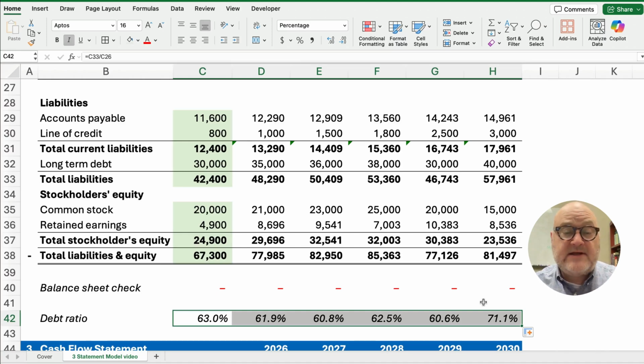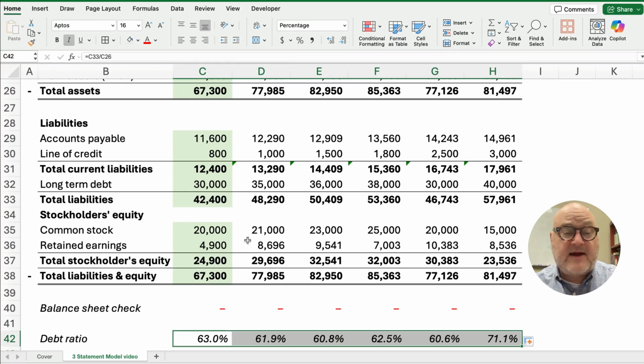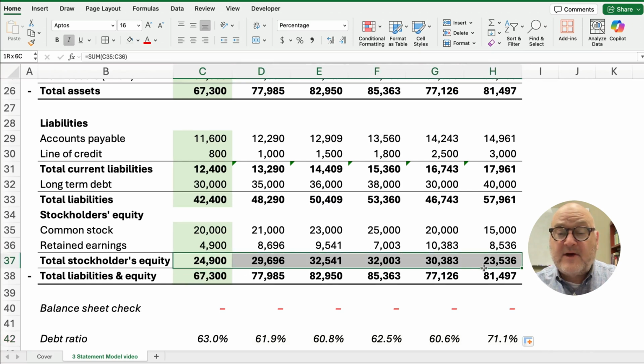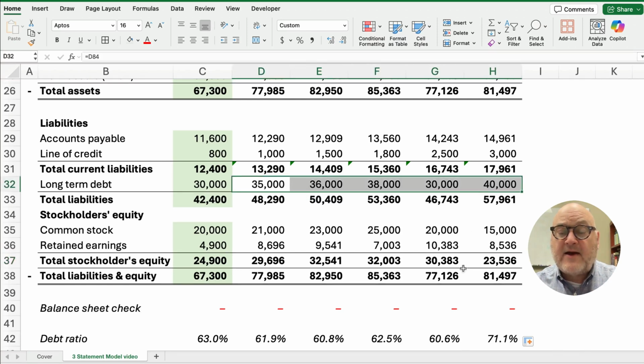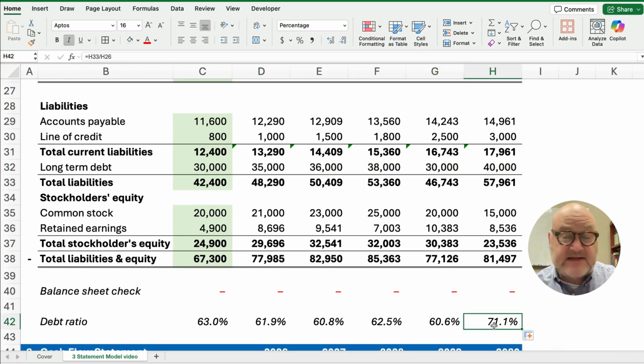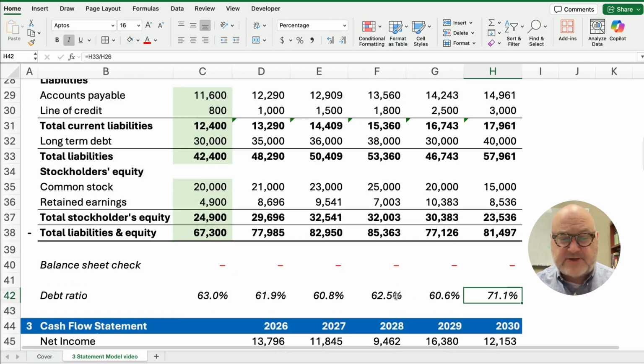Why the big increase in our debt ratio? Well, what happens is our equity goes down a little bit, from 32, 30 to 23. We're paying out big dividends and we're still borrowing money. We're borrowing more and more money. So our amount of debt as a percentage goes up. So you might want to recalculate your model because you might not want to borrow as much as you're borrowing.